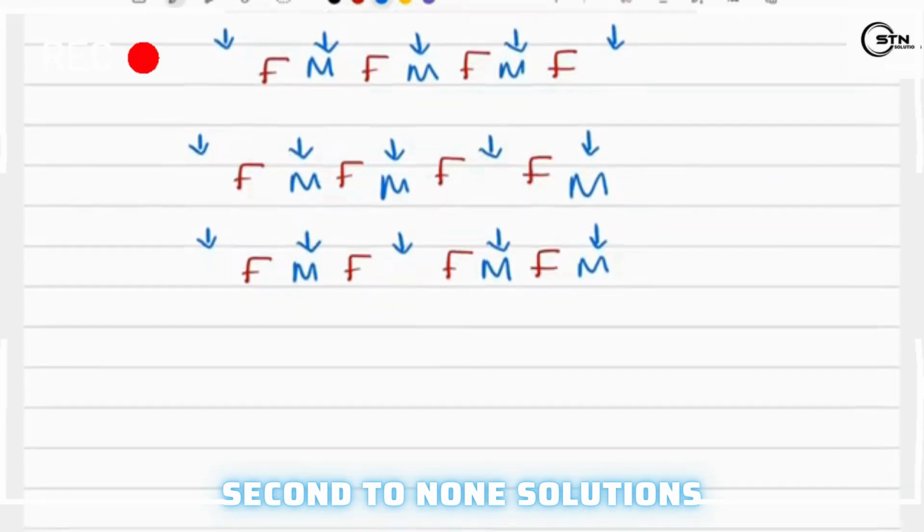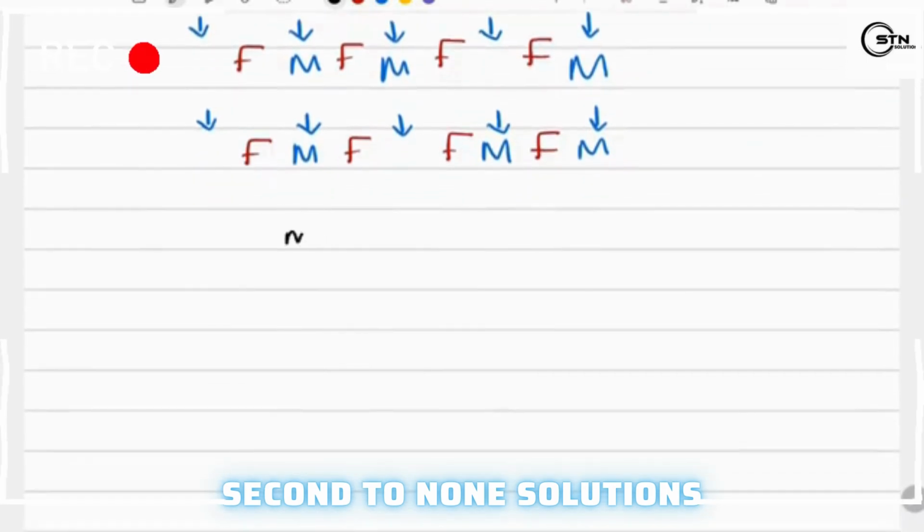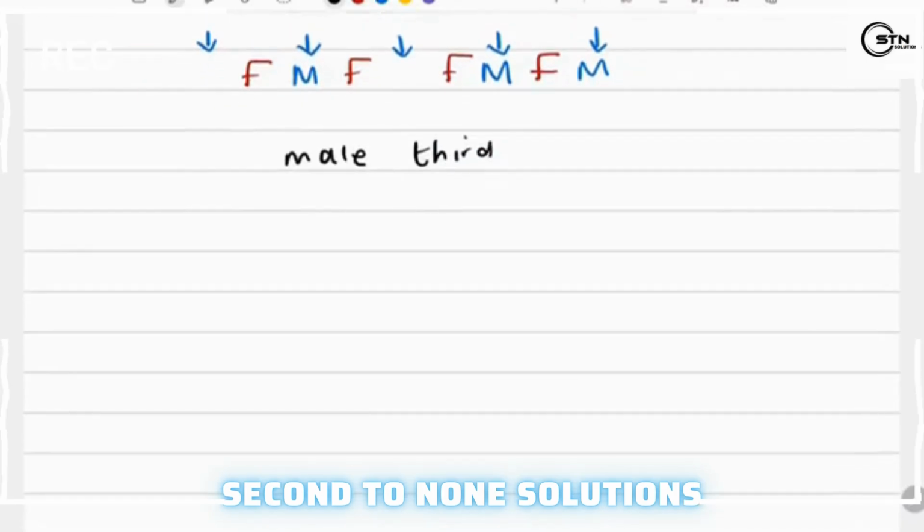Okay, let's try placements where the male is third. So male third. Let's try that. We're going to have our females again, and let's try putting the male in the third position. You see what I mean by the third position, the third male position that we have, since we have 5 different male positions.